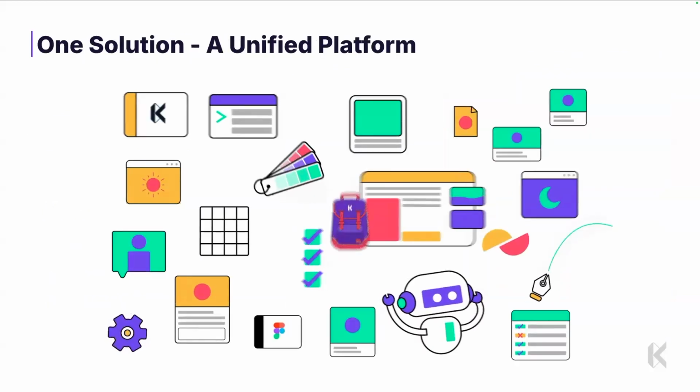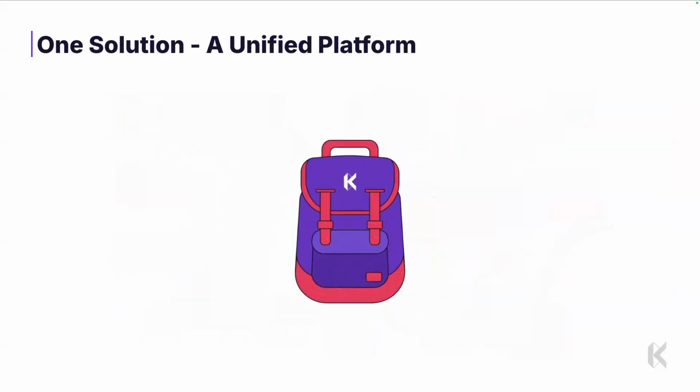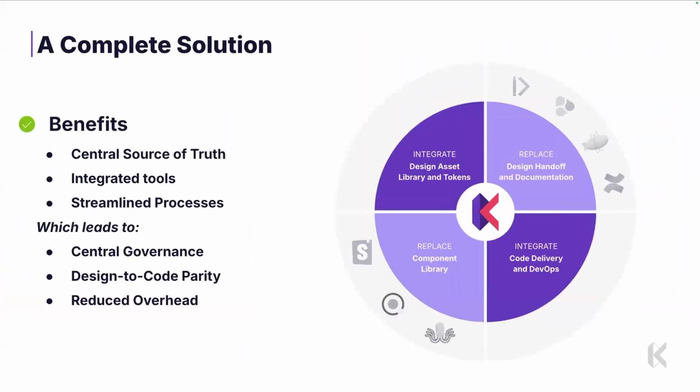So Knapsack has one solution, which is a unified platform to first bring all of the tooling into one centralized location. And I want to talk about how we do that. There are some things we're able to replace, but there are also other things we're able to integrate with, the tools that, for example, your designers and engineers are already comfortable working with, whether that's Figma on the design side or your code component libraries on the development side.